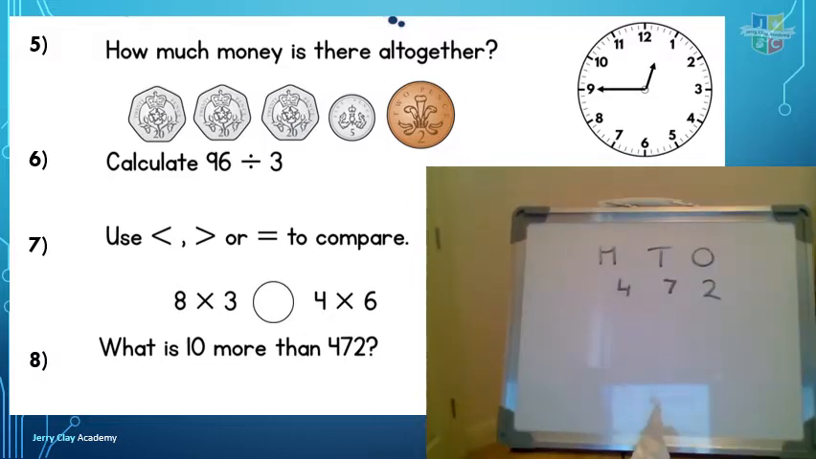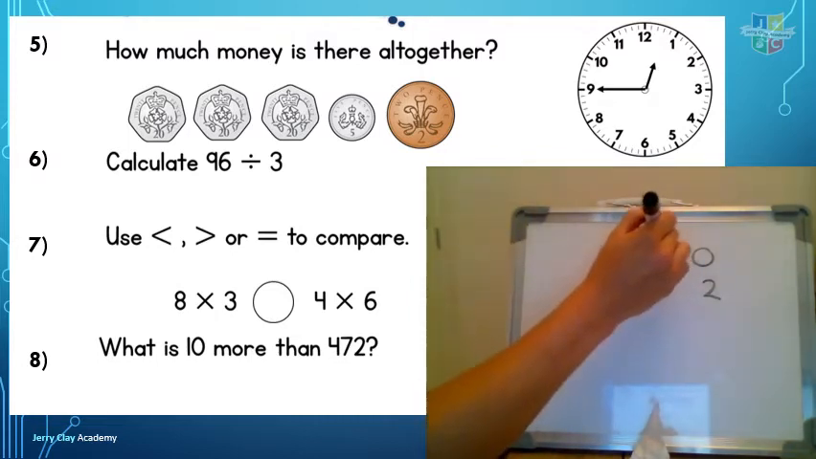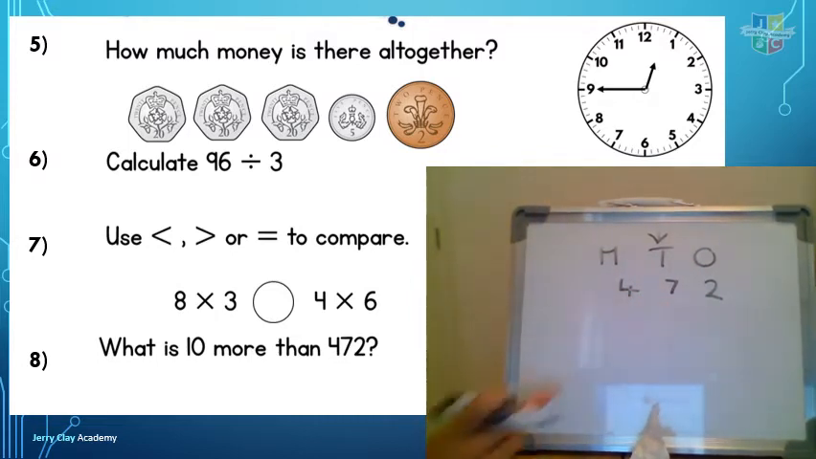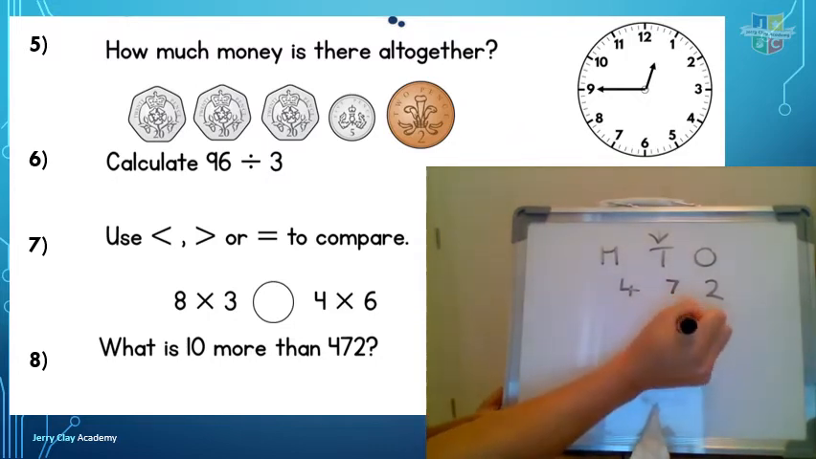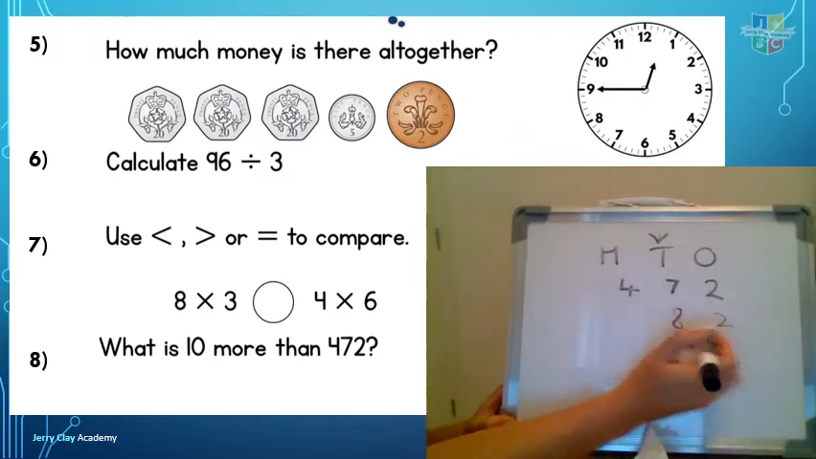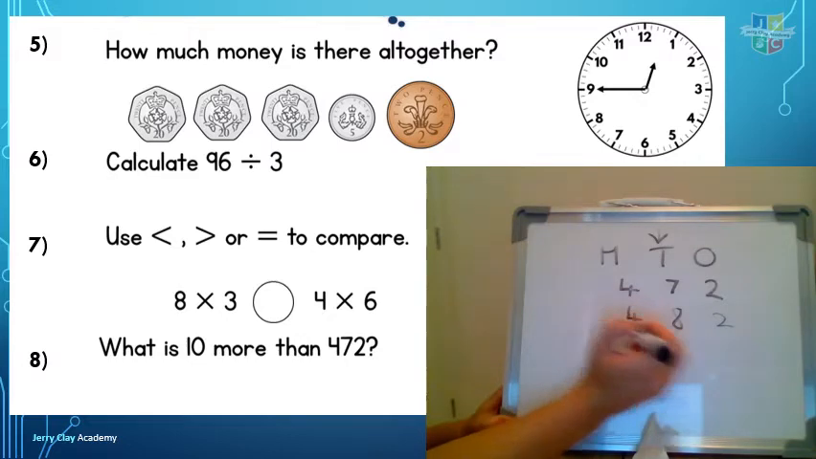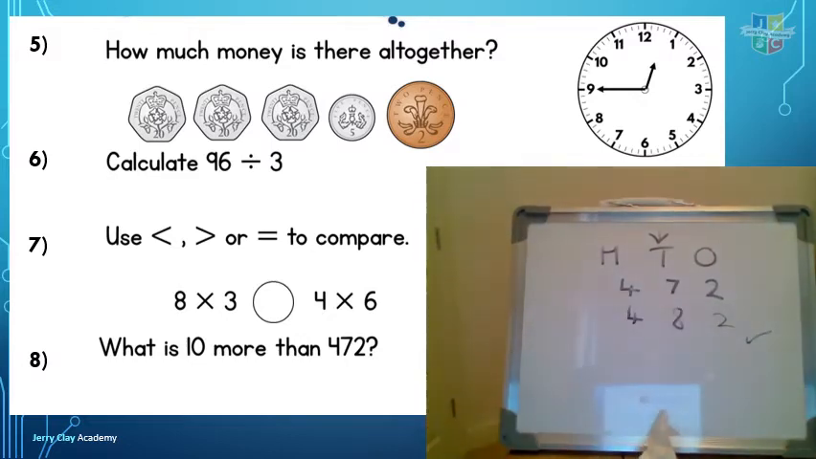And finally, if you are looking at what is 10 more than 472, if you wrote 472 into your columns, if we're wanting 10 more, we look in my tens column. I've got 7 tens, I want one more 10, so it would become an 8, and my ones and my hundreds would stay the same, so it will be 482.